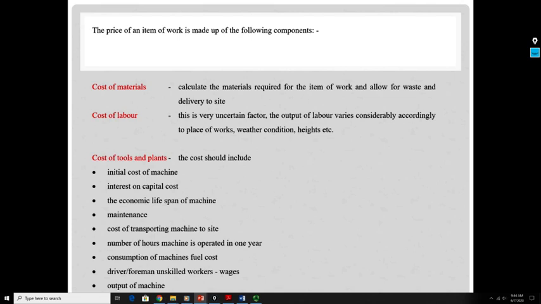For every estimation that we make, it will cover three main elements. The first one is the cost of materials. For example, if we do an estimation for construction of a house, the materials to estimate are cement, sand, aggregate, maybe bricks and many more. Then we have the cost of labor, in terms of the wages that we need to pay to the workers. And then we have the cost of tools and plant. For example, for mixing concrete, the plant we need is a concrete mixer. For excavation, the plant that we need is an excavator.